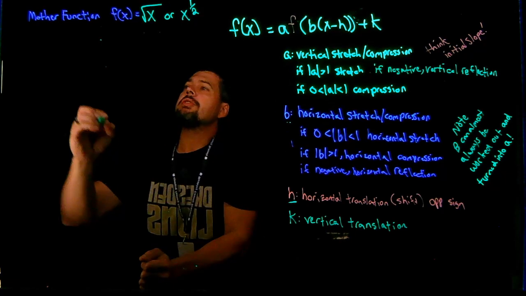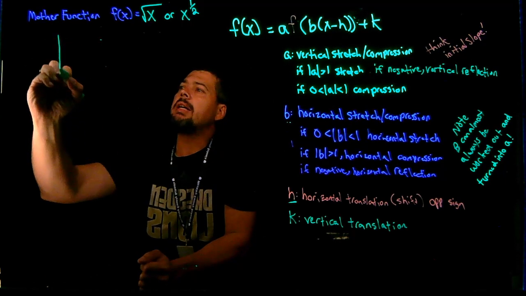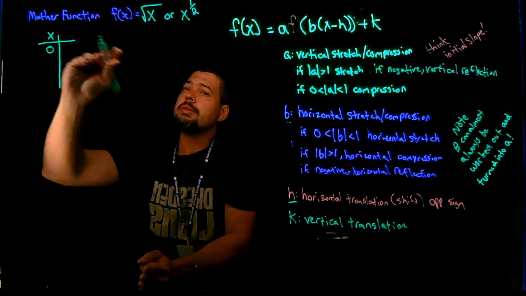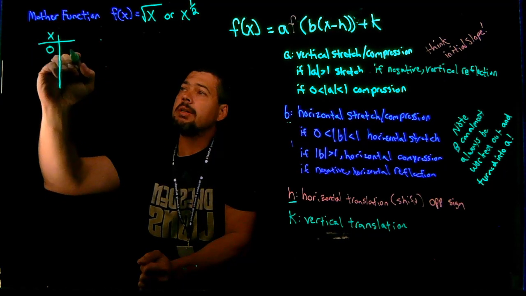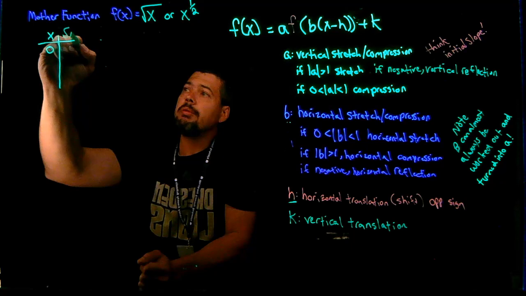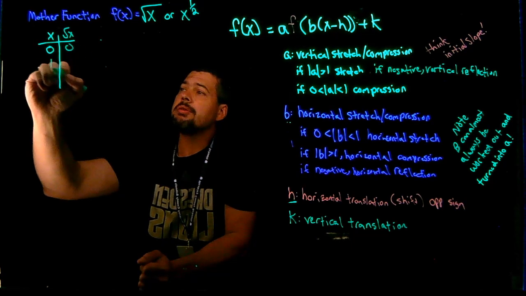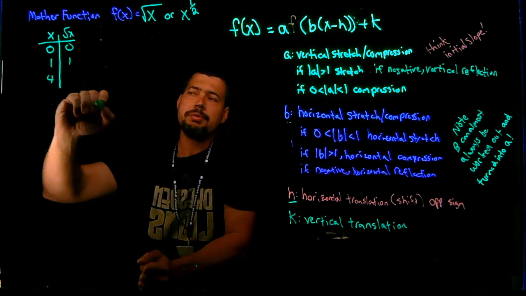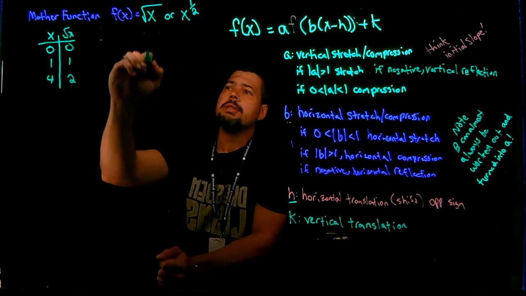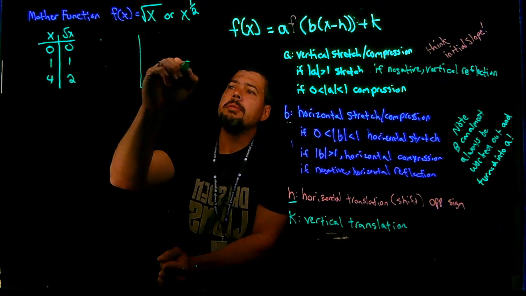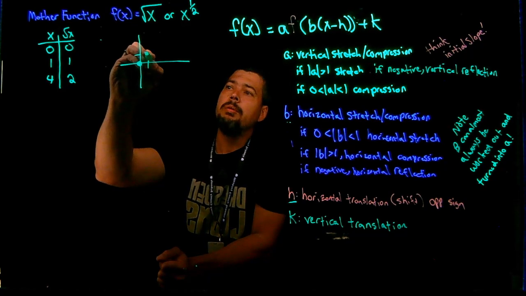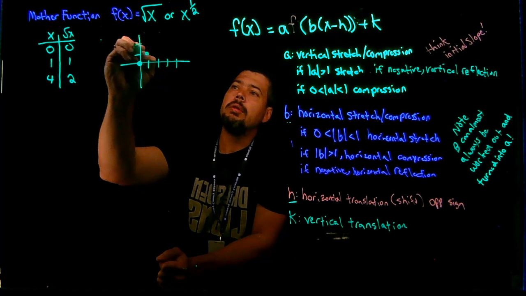So this is the mother function, the square root of x, and believe it or not, the smallest thing that you can take the square root of is 0. So that's how we start our table. You take the square root of 0, and you still get a 0 back. You can also take the square root of 1, and you get a 1. And if you want a third point, you take the square root of 4, and you get a 2. So there's our 3 key points for the mother function square root of x: 0, 0, 1, 1, and 4, 2.